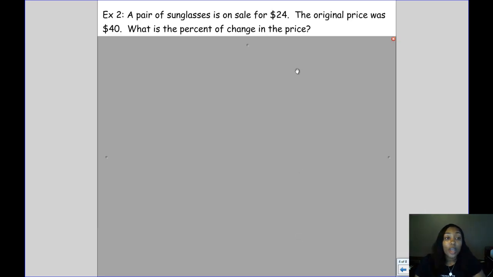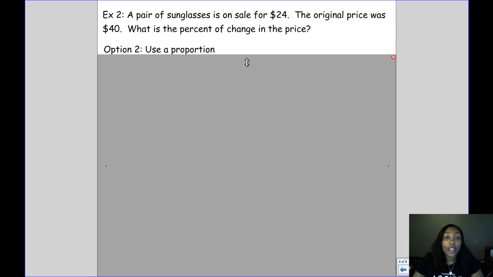So for this next example, we have a pair of sunglasses, and the sunglasses are on sale for $24. So when you buy them, they're only going to cost you $24. Now, before they went on sale, the original price was $40. So we want to know what is the percent of change in the price. So we're going to look at the second option using a proportion.